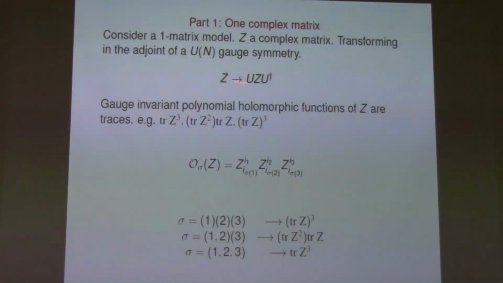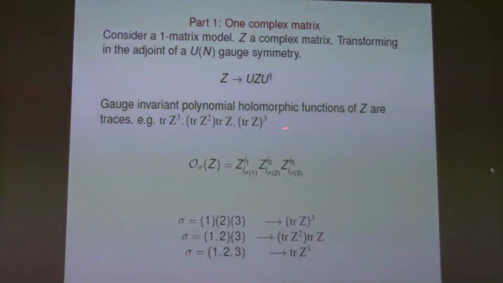So, let's take the one complex matrix. You have one matrix, in a theory where you have one adjoint, so Z transforms as U Z U dagger. You want to build all the invariant functions of Z. You can organize these functions by degree. Here I have degree 3 functions: trace Z cubed, trace Z squared times trace Z, and trace Z the whole cube.